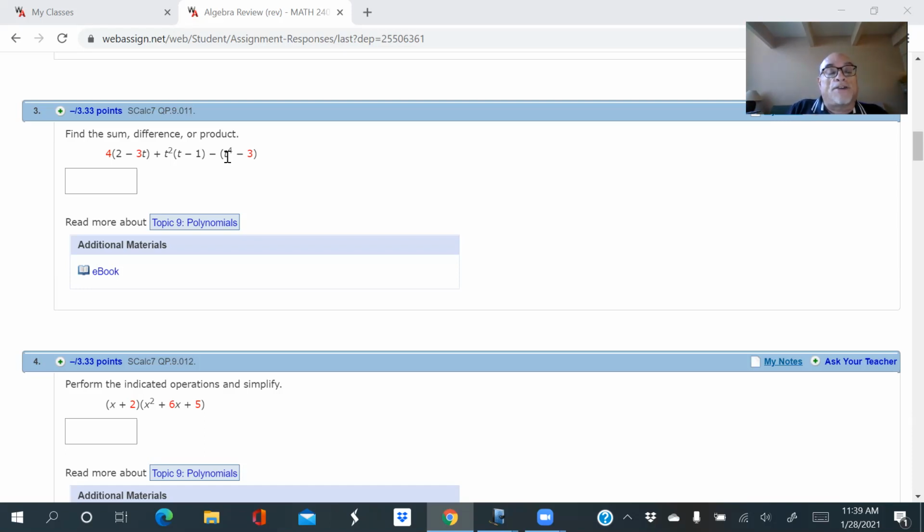So we also had problems with number 4, which is really the same sort of problem. In that problem, it's x plus 2 times x squared plus 6x plus 5. Again, the instruction says simplify. That means you want to carry out by hand all of the operations that you can carry out. But you can't carry out all the operations by hand because some of those operations involve variables, in particular the variable x.